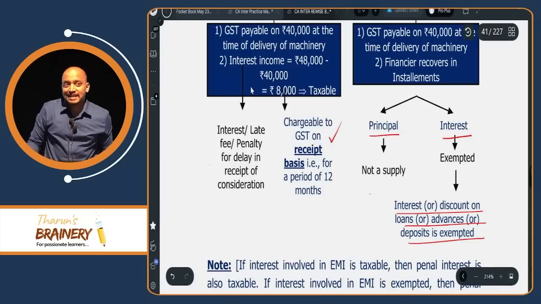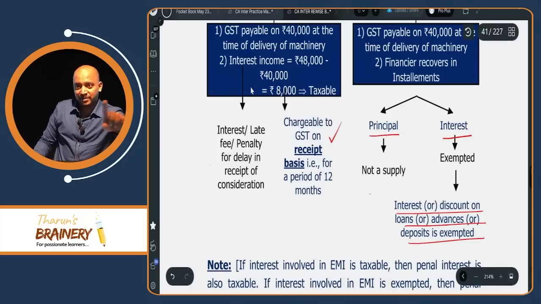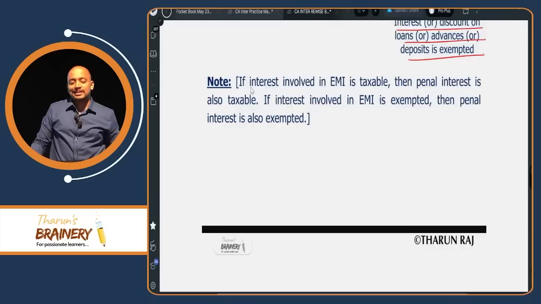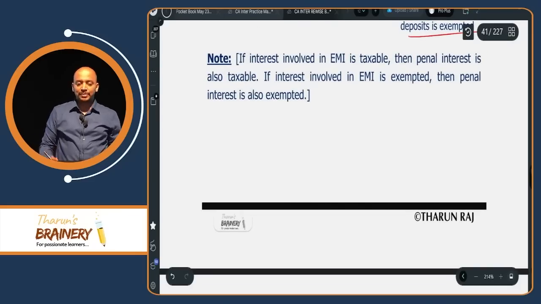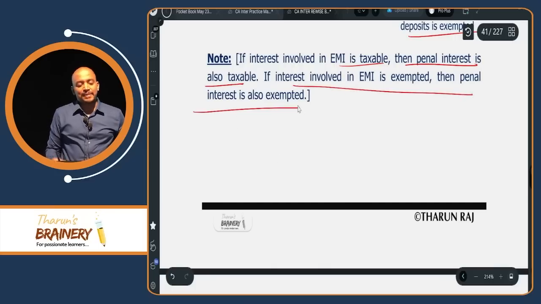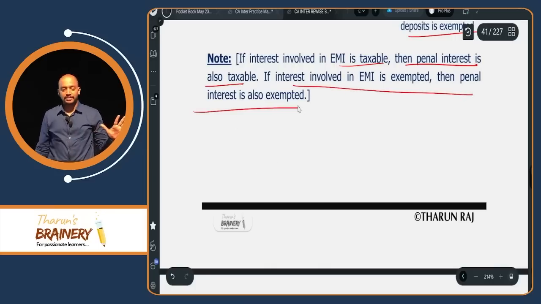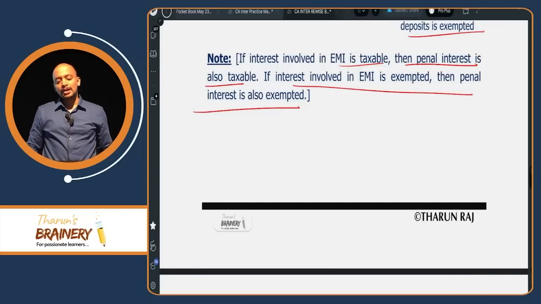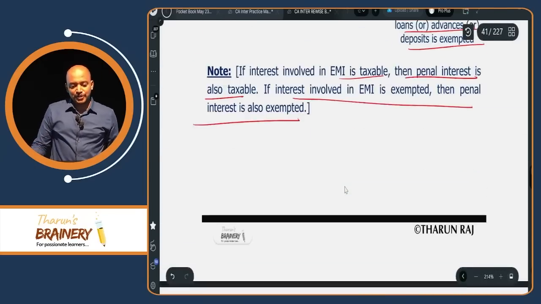In a hire purchase transaction, whether interest is taxable or exempted? Taxable. So, penal interest is also taxable. This you need to remember. If interest involved in EMI is taxable, then penal interest is also taxable. If interest involved in EMI is exempted, then penal interest is also exempted. Understood? So, that is with respect to this.